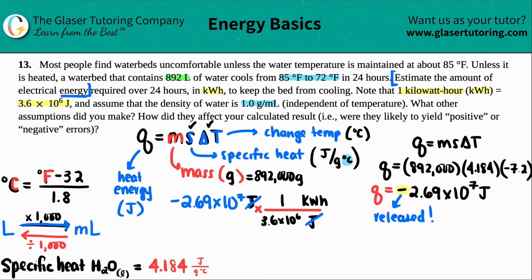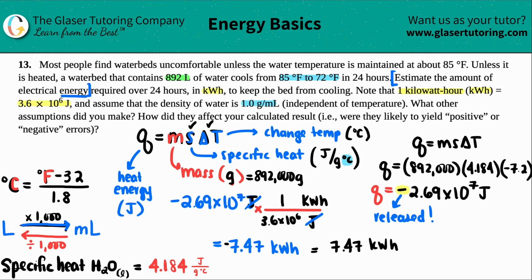And now we get a much more reasonable number to deal with, mainly because we had a lot of joules. Joules wasn't really the right unit to use. So in this case, it's roughly 7.47 kilowatt hours, kWh. If you want to keep the negative there, but remember the negative just means that it's released. So it says estimate the amount of electrical energy required over 24 hours. The real answer would be just the 7.47 kilowatt hours. You need 7.47 kilowatt hours in order to maintain the water in the bed to keep it from cooling, right?